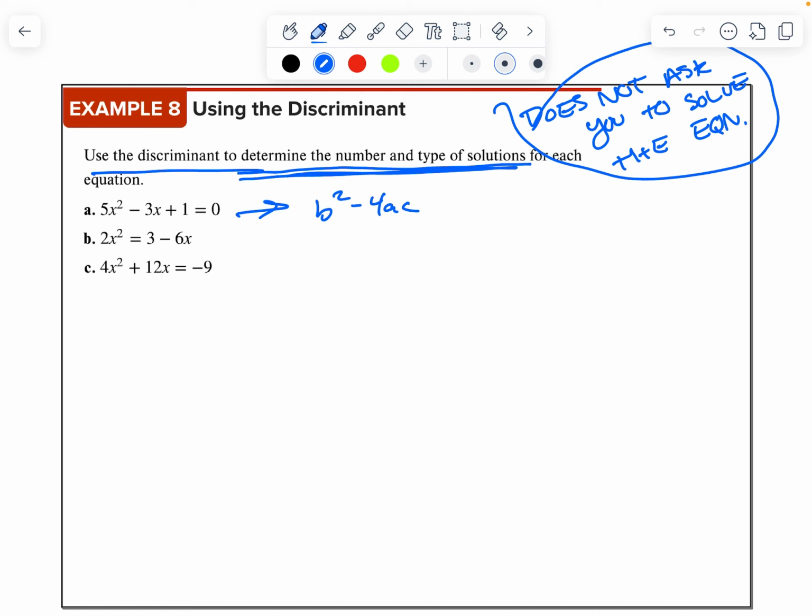b squared minus 4ac here. Again, this is a, b, c, keeping the signs as well. Negative 3 squared minus 4 times 5 times 1. That would be 9 minus 20, which is negative 11. That means we have two complex solutions. I think on ALEKS or MyLab, they might call them non-real.